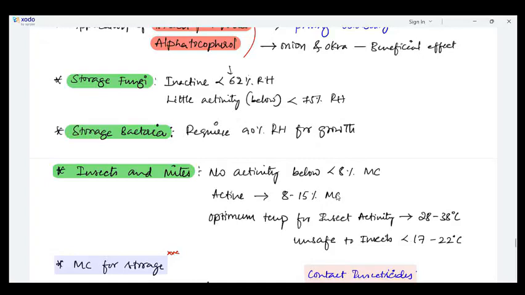Okay. Storage bacteria require around 90% relative humidity for growth. Below it, they won't survive. For insects and mites, it is seen that below 8% moisture content there is no activity, and they are generally active between 8 to 15% moisture content.